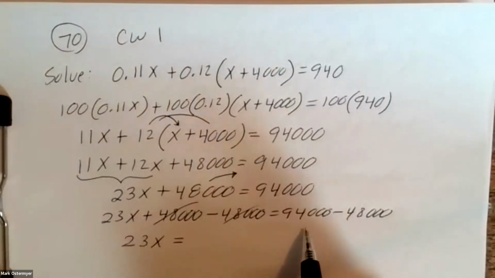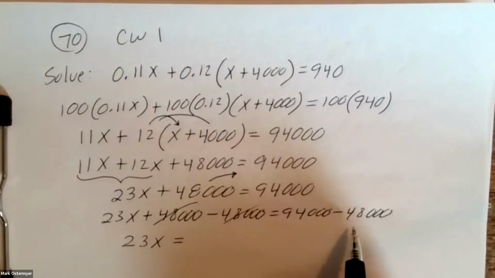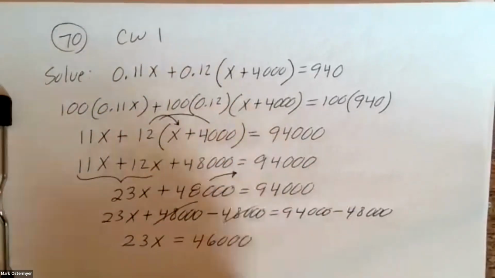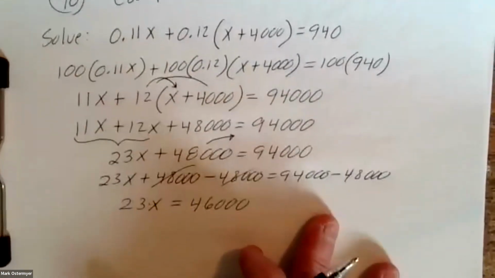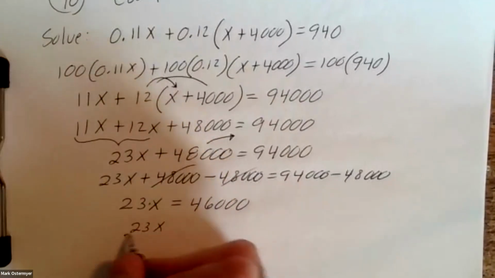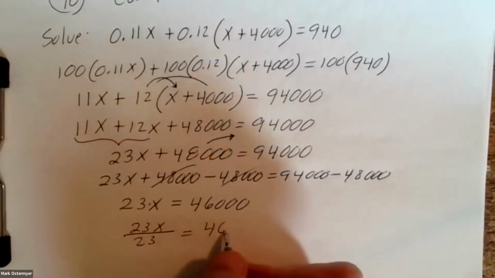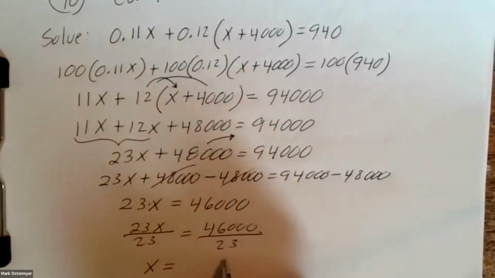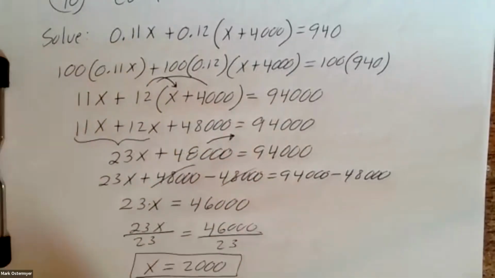On the right side, 94,000 minus 48,000 is going to be what? I believe that's 46,000. Finally, to get x all by itself, we divide both sides by 23. Hence, our solution is going to be x is equal to 2,000. Anybody get that answer? X equal to 2,000.